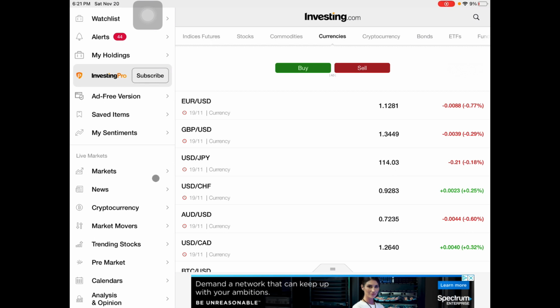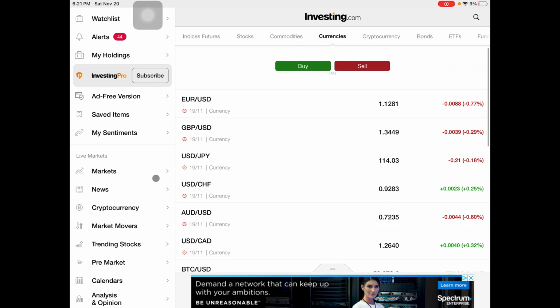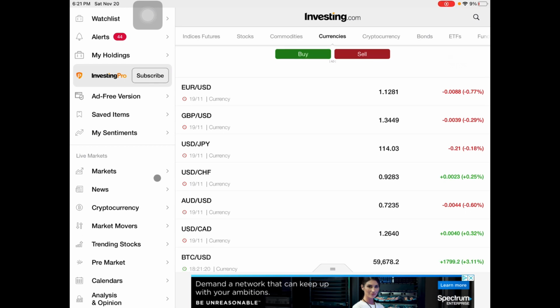So this is the markets, guys. You've got EUR/USD, which is down 0.77%, that's going against the US dollar. The GBP/USD is down 0.29%, that is going against the dollar. And then you've got the USD/JPY, that's the dollar going against the Japanese yen, and it is just down 0.18% on that.